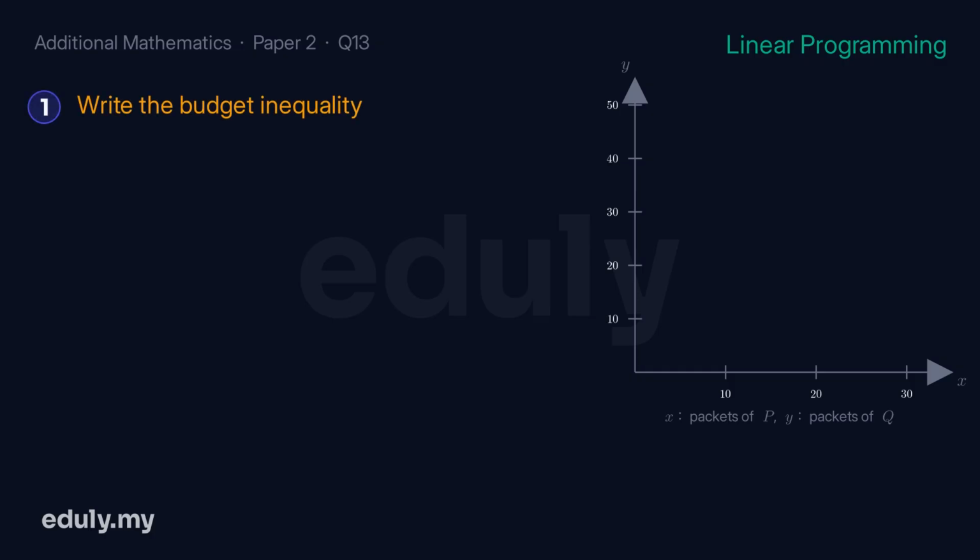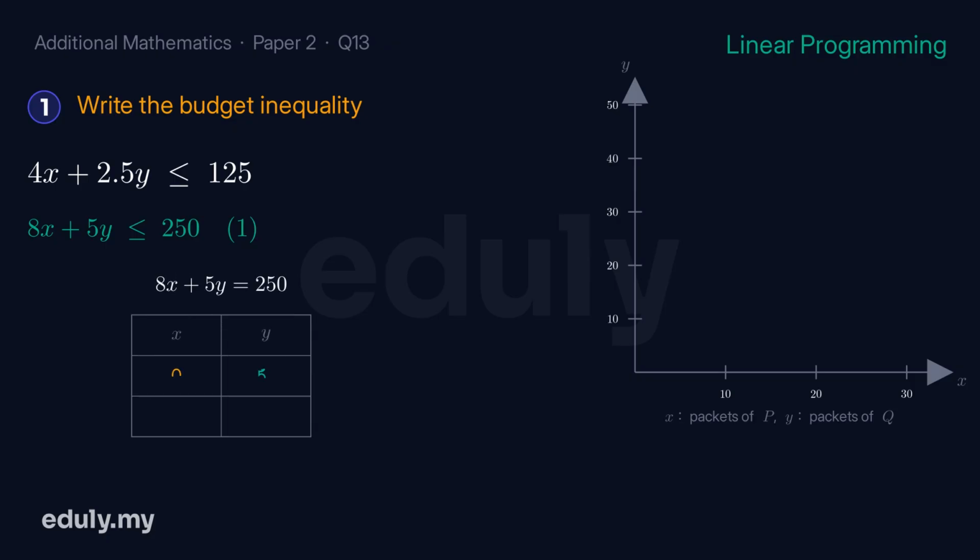Part A, 4 ringgit per P packet, 250 per Q packet. Total spend can't beat the budget, so this is at most 125. Double it to clear the decimal. Call this constraint 1. To draw the boundary, set x to 0 and read y is 50. Set y to 0 and read x is 31 1/4. 2 points fix the line. Join them with a solid line and keep everything on or below it toward the origin.